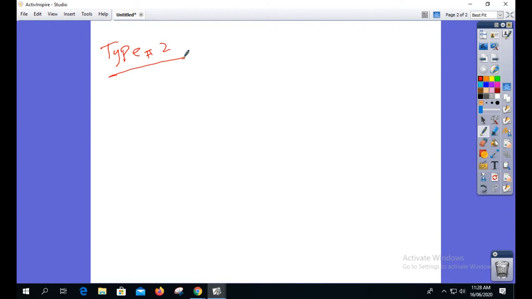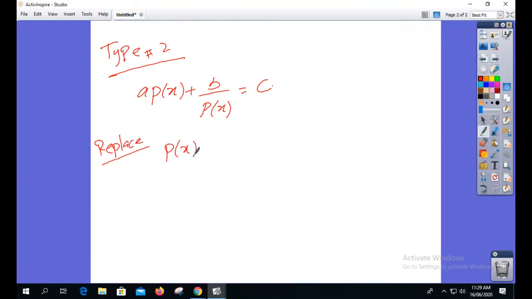On page number 8, the equation of the type a P of x plus b by P of x equals to, sorry, equals to c. This is our second type. What we have solved is, we replace P of x equals to y. It will be clear when we solve a question.